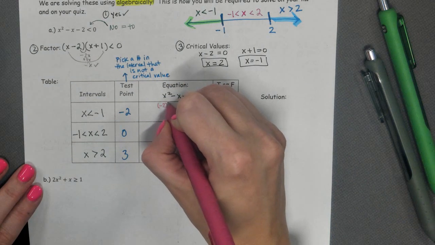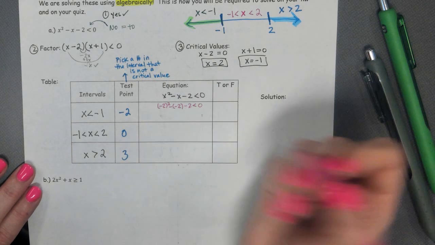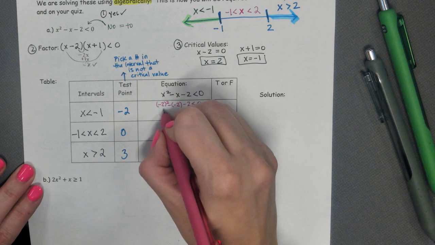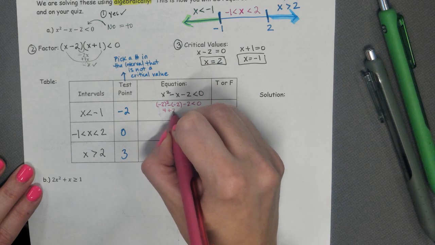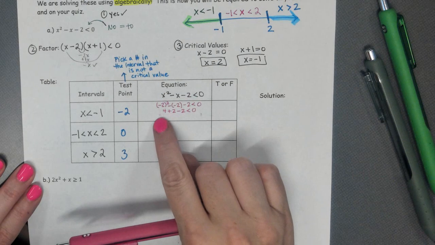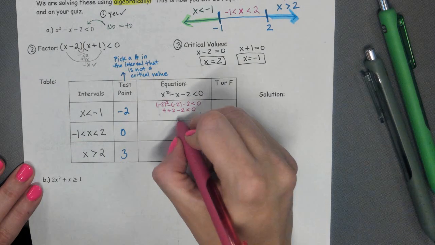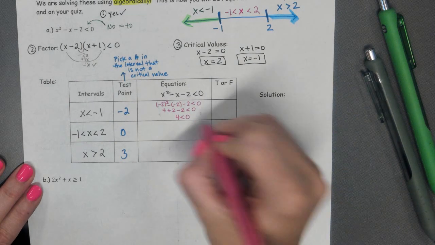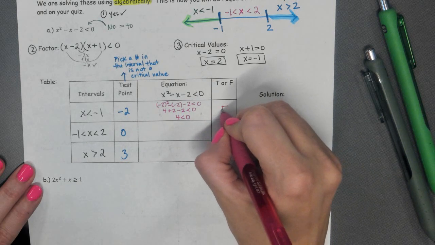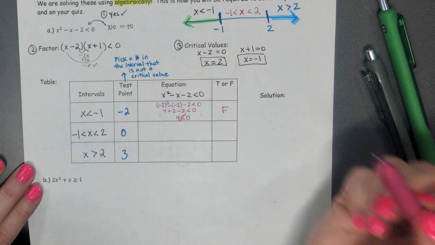Because it's negative 2 squared minus negative 2 minus 2 is greater than 0. So normally when I plug these in, I would do this part mentally. Negative 2 squared is 4. A negative times a negative, this would be plus 2. And I would just evaluate. Okay, so 4 plus 2 minus 2 is just what? Yep. So this says 4 is less than 0. Is that true or false? False. 4 is not less than 0. So I like to put a line through that.